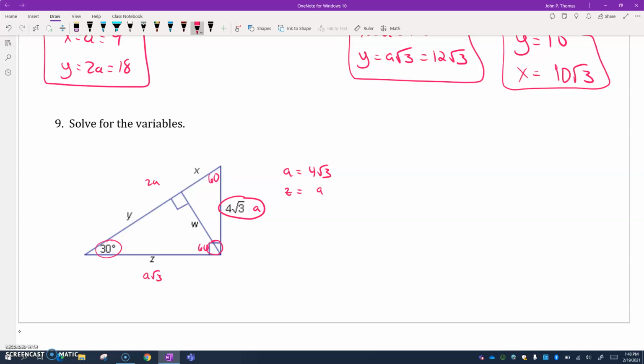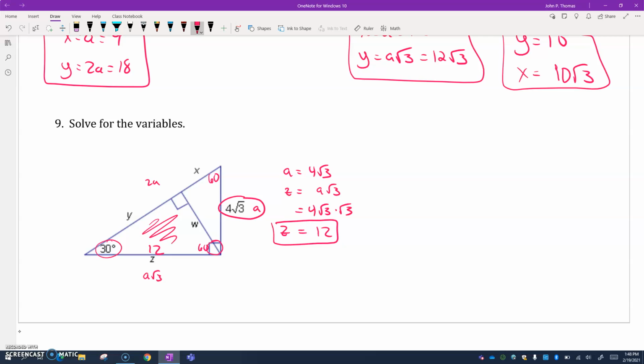Z equals A root 3, which is going to be 4 root 3 times root 3, which is 4 times 3 or 12. Okay, so our Z value is going to be 12. We'll go ahead and put that on the picture. All right. We also know that 2A, the long side, the x plus y side, I could use that if I wanted to get 24. I don't know if it's necessarily going to be helpful for us as we go through. All right, so if I look at this, the A was 4 root 3. Z was A times root 3, so I got 12.